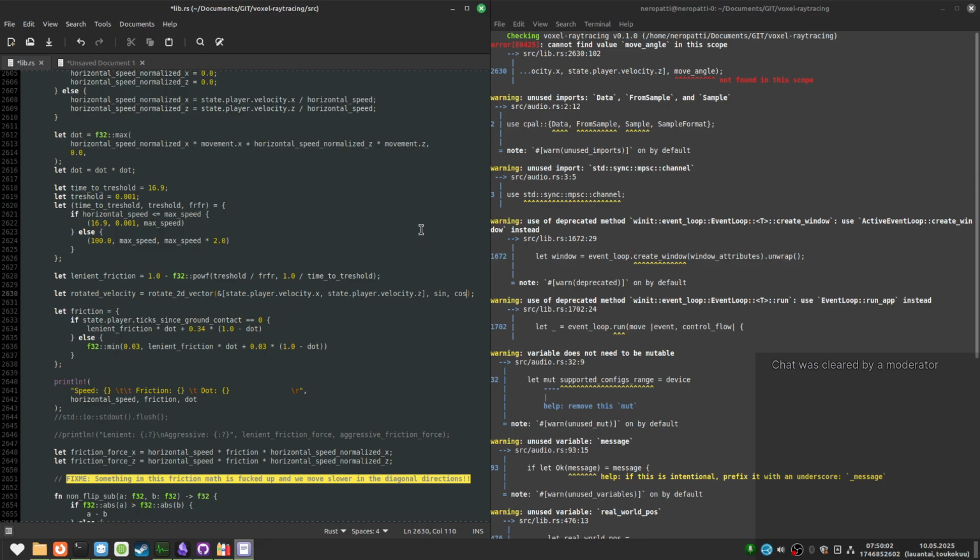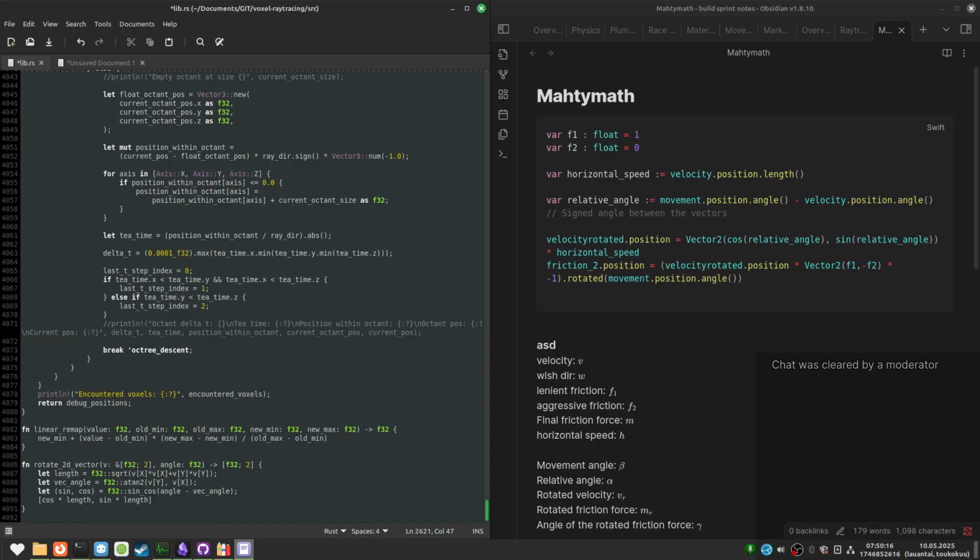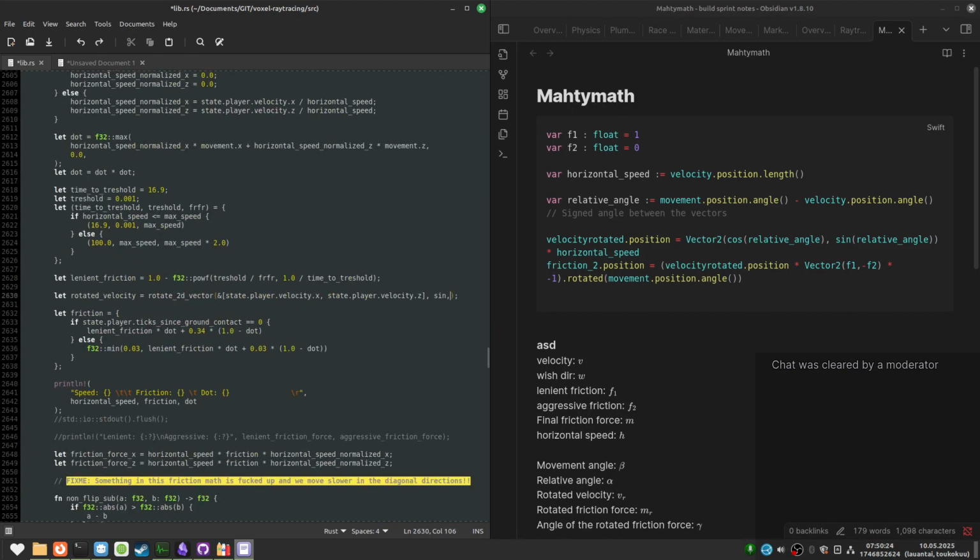Do we pass it directly? Do we have the sine and the cosine for the other thing? And here I get the relative angle. Well, hold on. Actually, I do want the angle. I don't want the sin and the cosine.